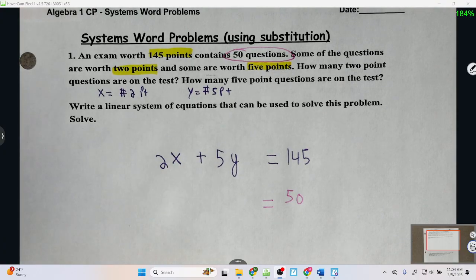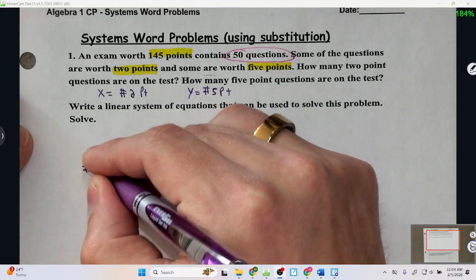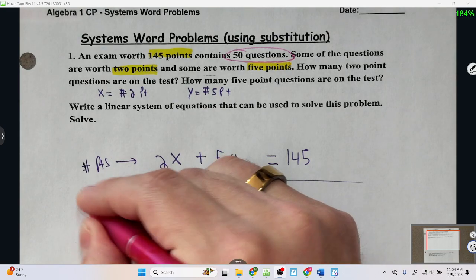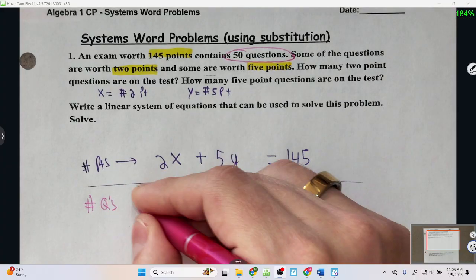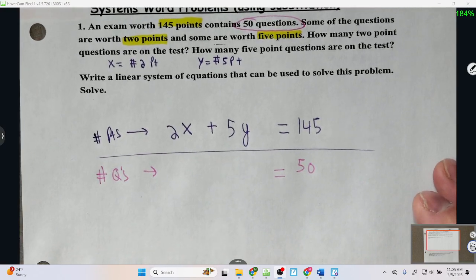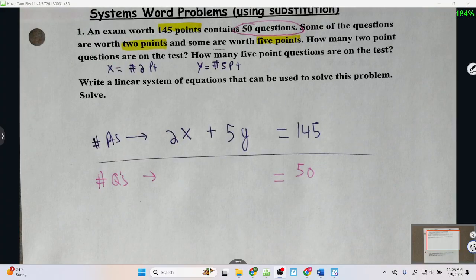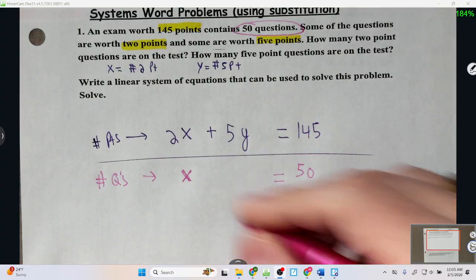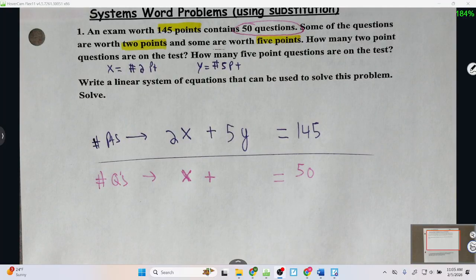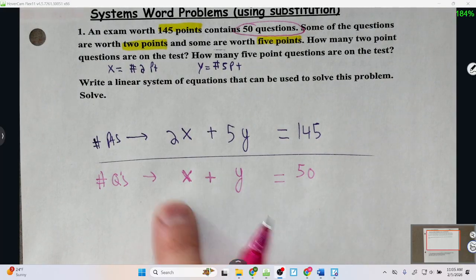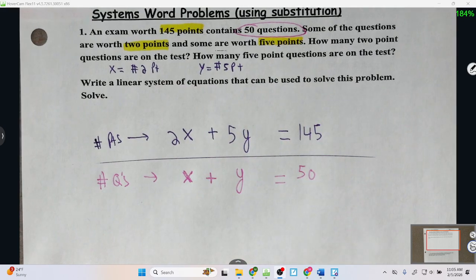Now, what I want you to know is that this equation is all about the number of points. And this one is all about the number of questions, the number of Q's. Well, how many 2-point questions are on this test? Do we know? No. But what are we using to represent them? The number of 2-point questions is X. If we took the 2-point questions and counted them, we'd have X of them. What if we counted the 5-point questions? We'd have Y of those. If we counted them up and added them together, we'd have 50 questions. This is your system of equations.